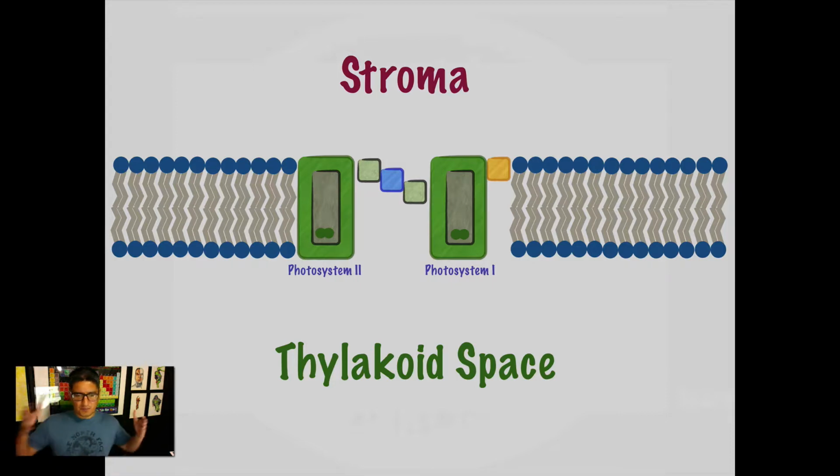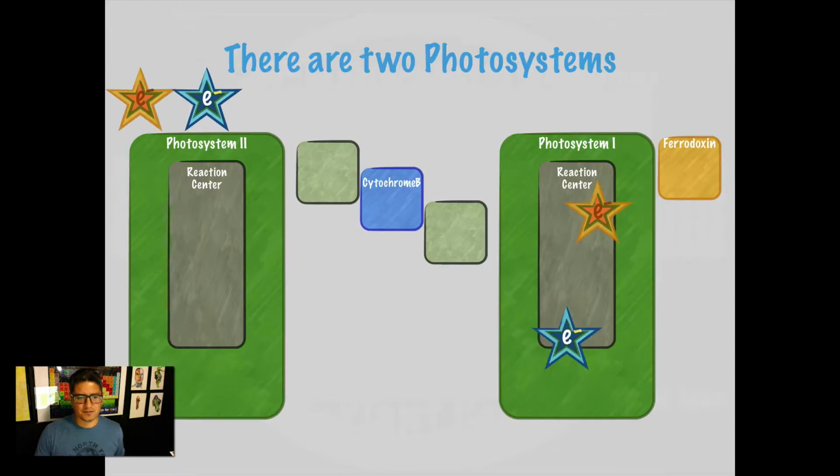So we're going to zoom in a little bit on Photosystem 2 and Photosystem 1, just like we did in the very first video that I recorded. So let's zoom in. So you have Photosystem 1 and Photosystem 2. Photosystem 2 is first because it was discovered first, and Photosystem 1 because it was discovered second. So in any case, there are two photosystems.